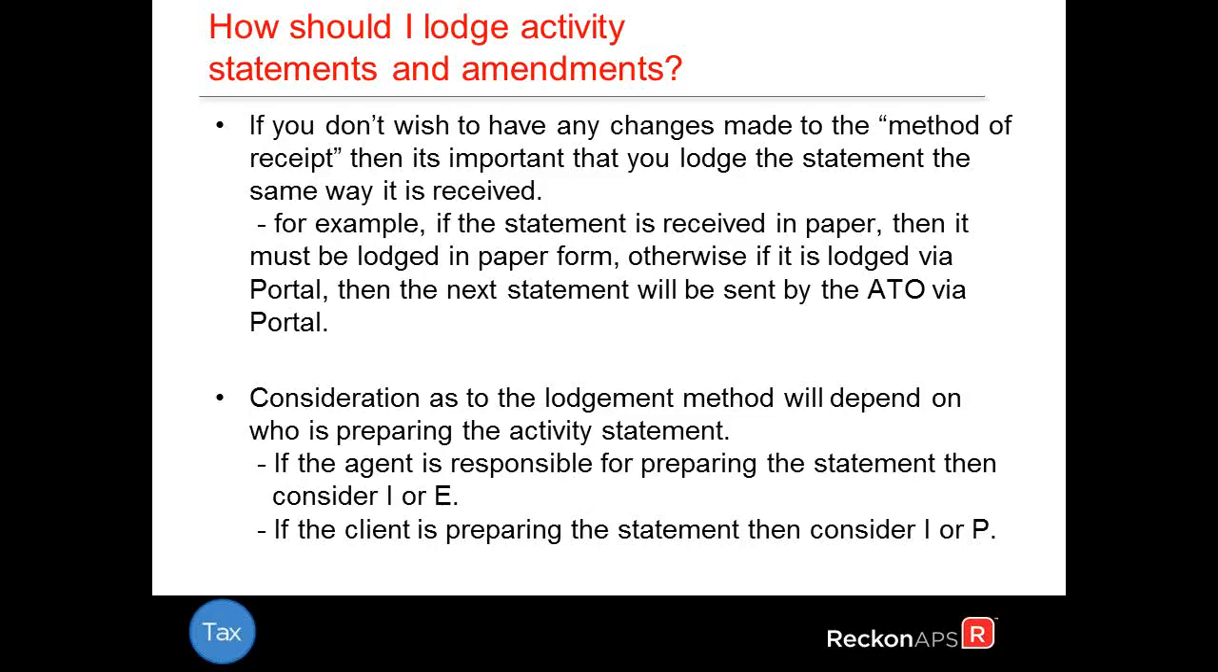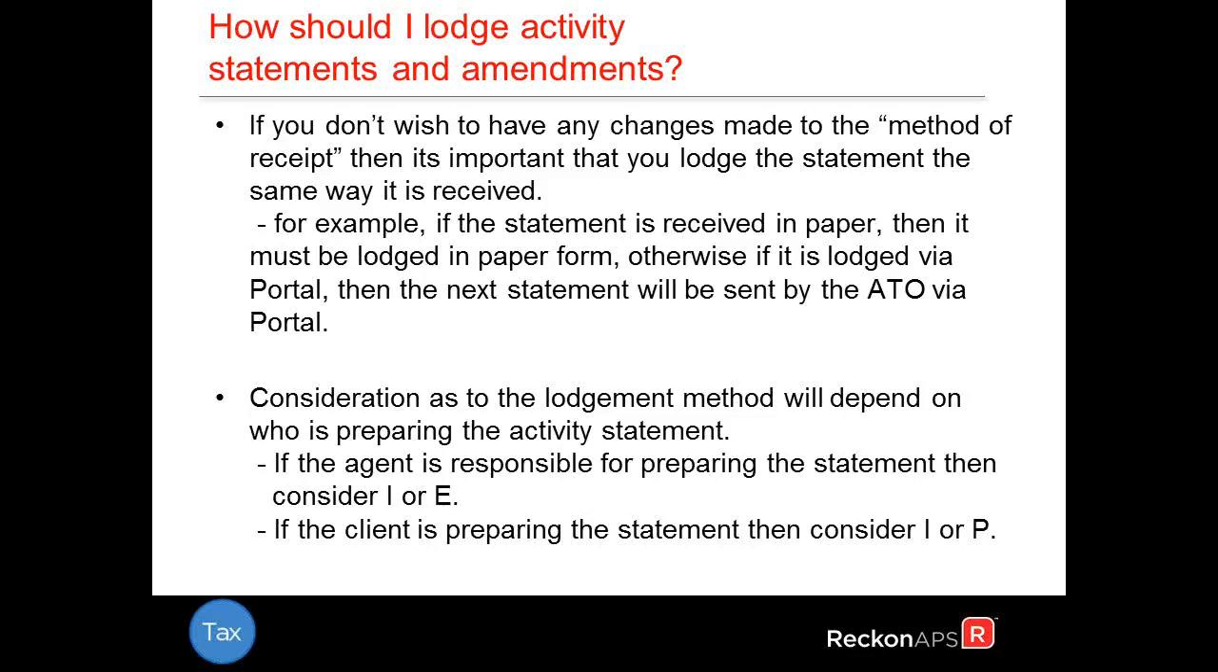Okay, so that's a very important point. And I do understand that there are various reasons why agents will receive their activity statements in a paper form, be it internal processing, whatever the case may be. It's just easier to receive them in that form. And what we generally find is it's a lot easier to lodge them in an electronic form, be it ELS or via portal. So if that's the case, then you need to be aware that if you are lodging in a different fashion to the way the document is being received, then that will change the way it's being generated by the ATO the next time around. Okay?